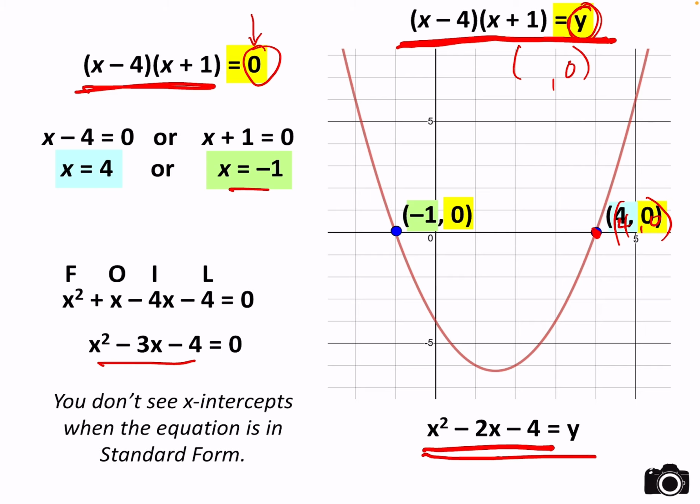You don't see the x-intercepts when the equation is written in standard form. You don't see them. The only way you can get the x-intercepts is to take standard form and factor it. And that's what we're going to be doing in this lesson.